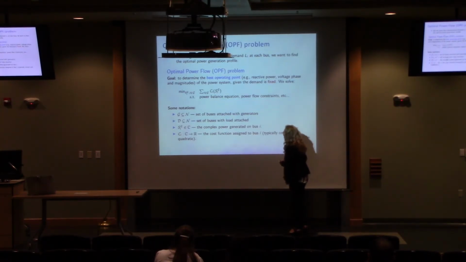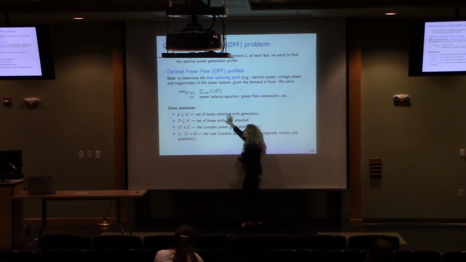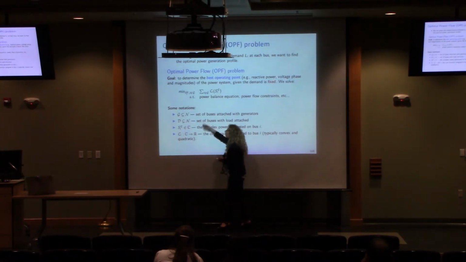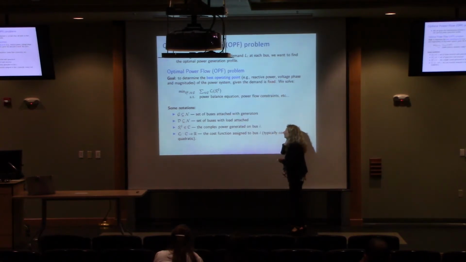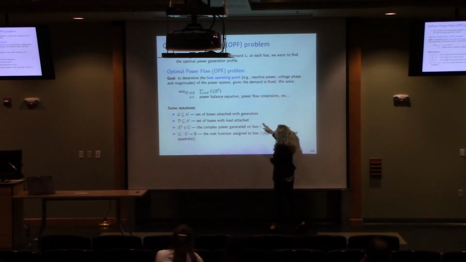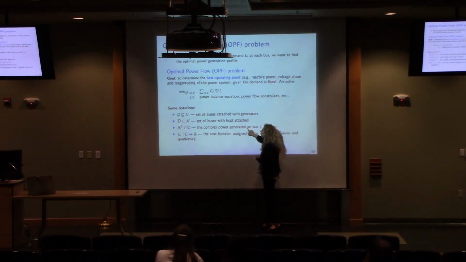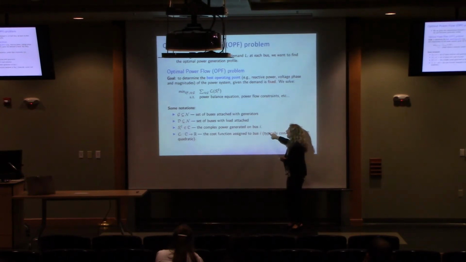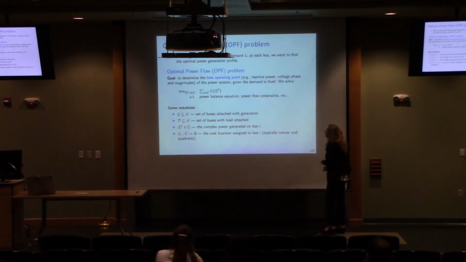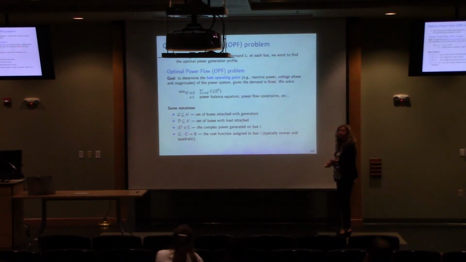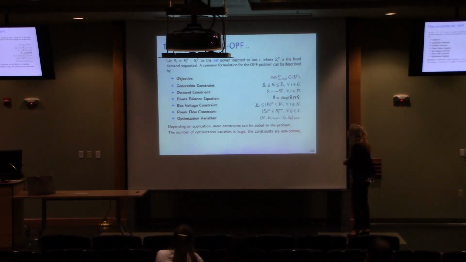And here, how does the graph come into the picture? There is a set of buses, which I call G, which is a subset of all the buses in the network, where there are generators attached. There are buses where there is demand attached. This is the complex power that is generated at a certain bus i in this set, and this is the cost associated with a particular generator. These costs are typically convex: the more you ask the unit to produce, the more it will want to be paid to produce that. So that's how the full problem appears.